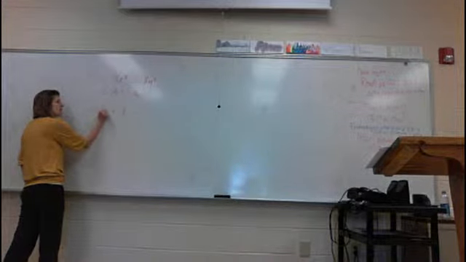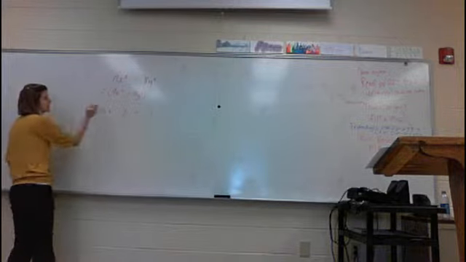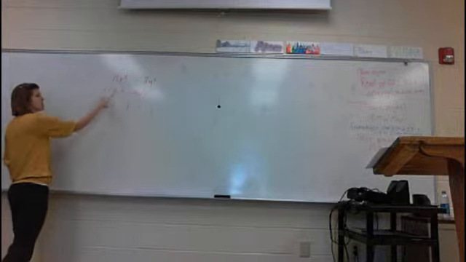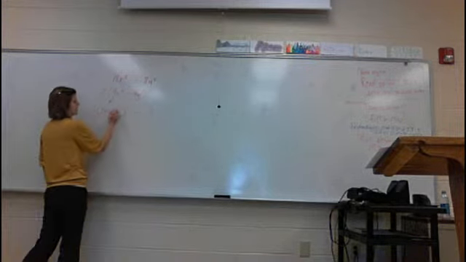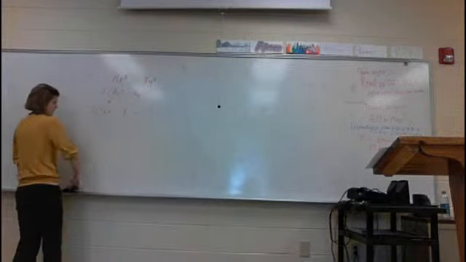Right here goes 3x. Why 3x? Because it's the square root of 9x squared. The square root of 9 is 3. The square root of x squared is x. And then over here goes not 2, not 4, 2. All right. They caught it?